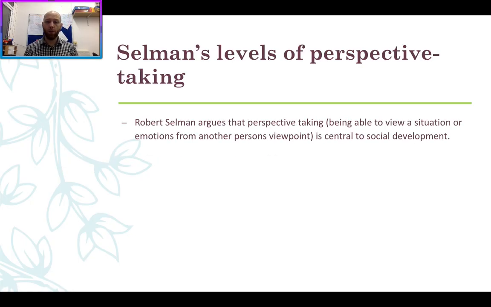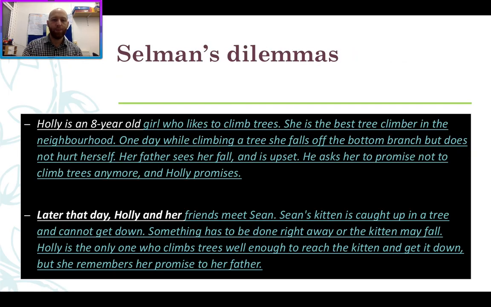Selman's levels of perspective taking is the first model we're going to look at, and it was developed by Robert Selman, who argues that perspective taking is the ability to put yourself in someone else's shoes, to view a situation from their perspective. And he uses a series of dilemmas to help illustrate which stage different children are currently at. This may remind you of Kohlberg's stages of moral development, and it has a very similar vibe with the dilemmas.